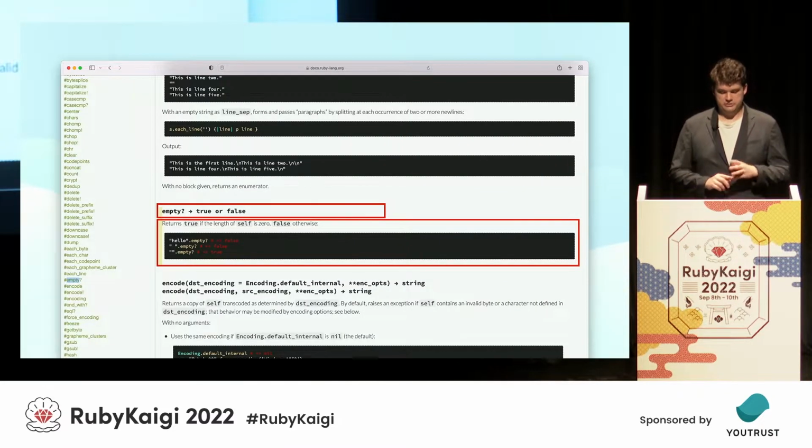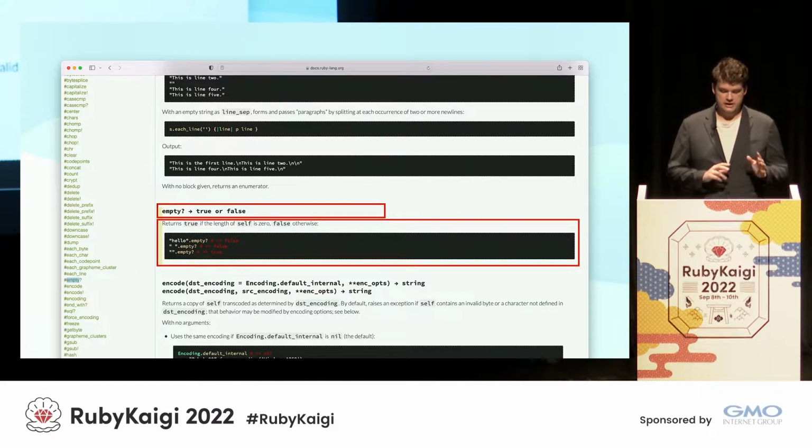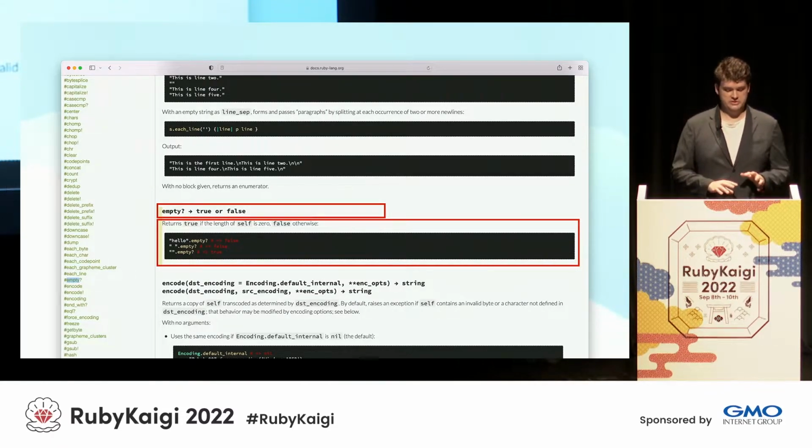RDoc puts a priority on the call sequence when rendering documentation to HTML. If the method's documentation has a call sequence, RDoc will generate the call sequence but not the name. If the method does not have a call sequence, it will just render the name.